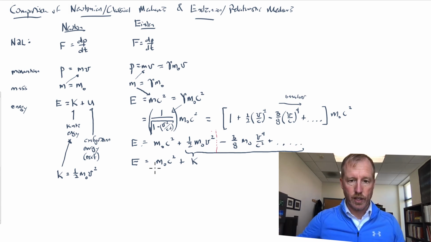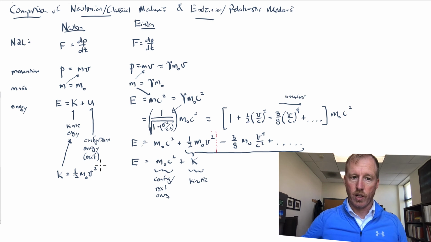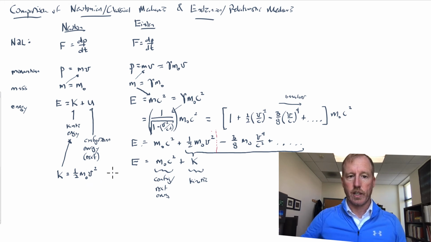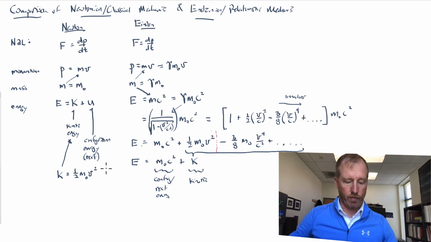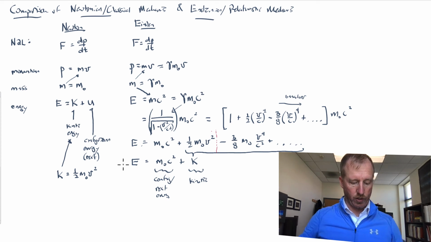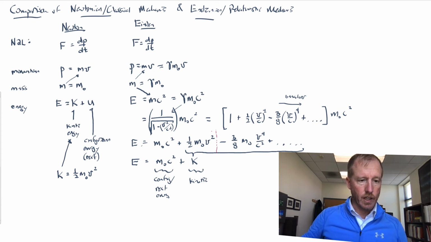Okay, so this would be the configurational or the rest energy, and this right here would be the kinetic energy. But again, the kinetic energy has a slightly different form. It's an infinite series in the theory of relativity, whereas in the classical theory, it is simply a single term, 1/2 m naught times v squared. Okay, let me say one other thing.